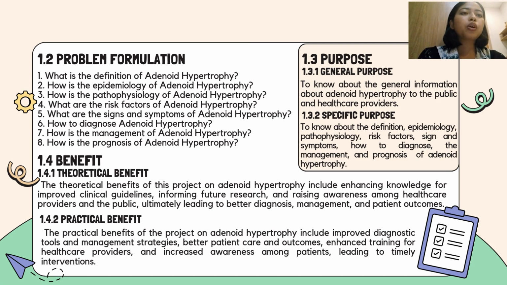So there is the problem formulation: what is the definition of adenoid hypertrophy, what are the risk factors, signs and symptoms, how is the epidemiology, pathophysiology, management and prognosis, and how to diagnose adenoid hypertrophy. The general purpose is to know general information about adenoid hypertrophy. And there are also specific purposes: to understand the definition, epidemiology, pathophysiology, risk factors, signs and symptoms, diagnosis, management, and prognosis of adenoid hypertrophy.